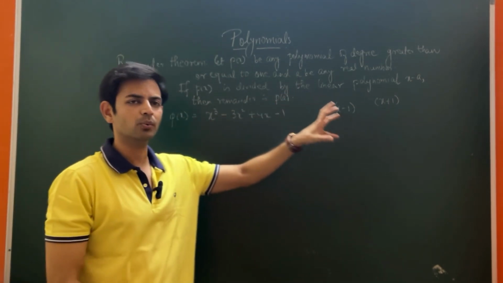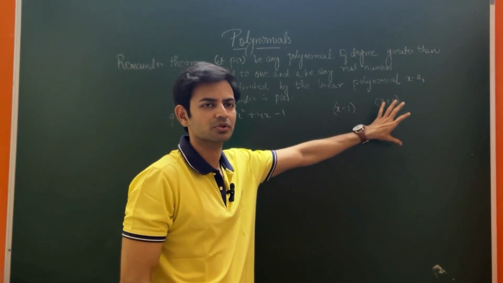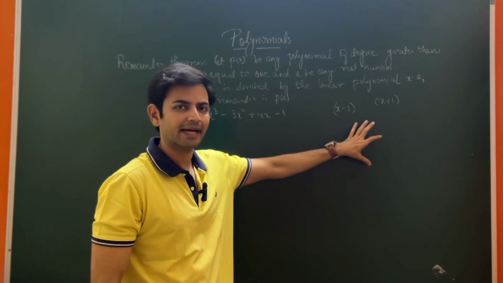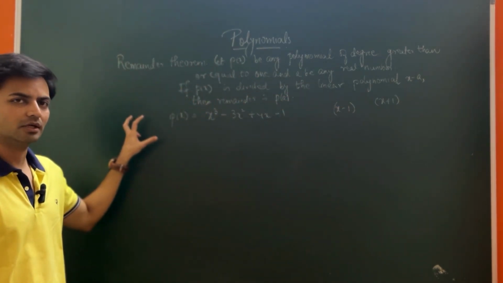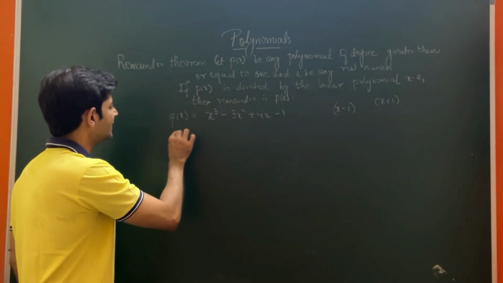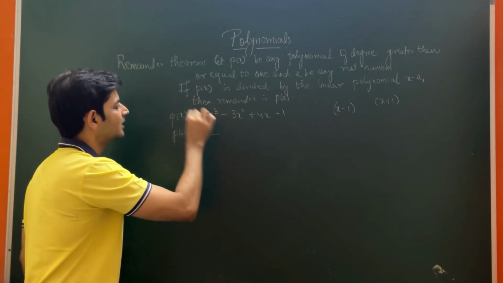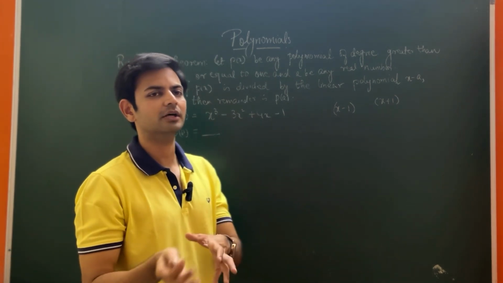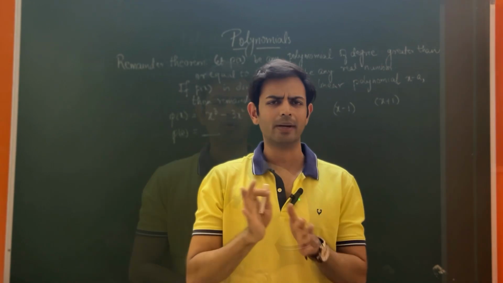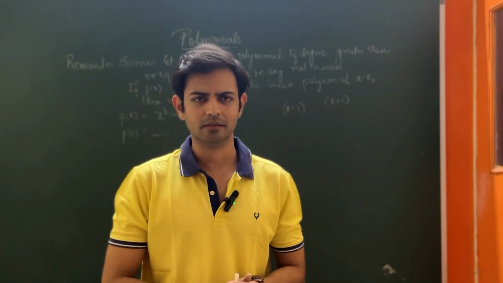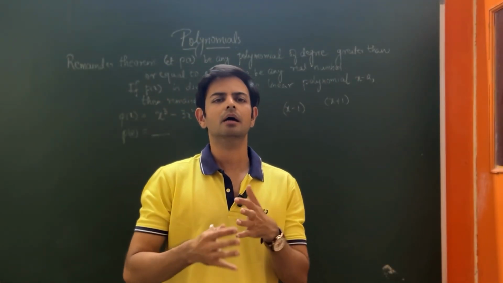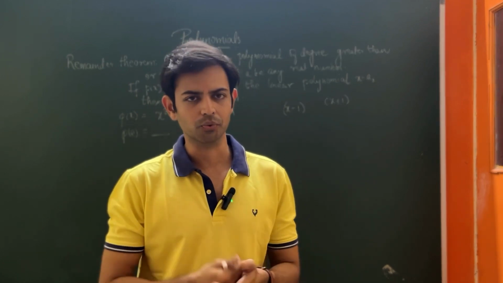So simply what you do is you put x minus 1 equal to 0. Whatever value of x you get, you just put that value of x here. Whatever p of a you get will be the remainder of the given polynomial. We'll take questions to understand this concept better. Once we do the question, the concept will get more clear to you. So let's take a question.